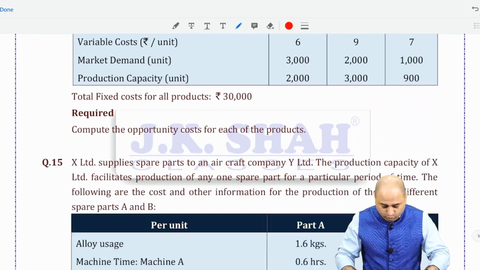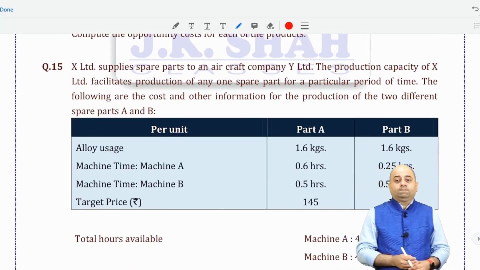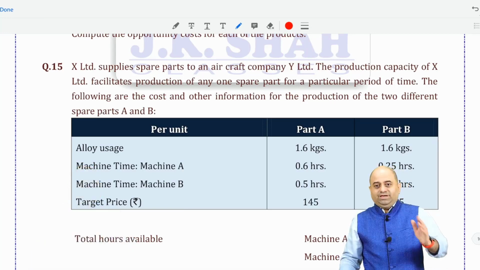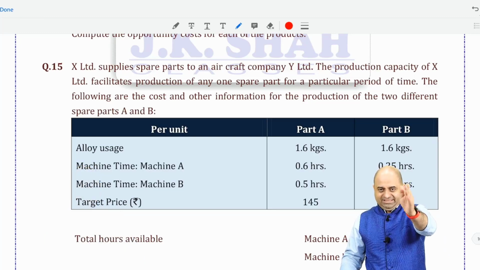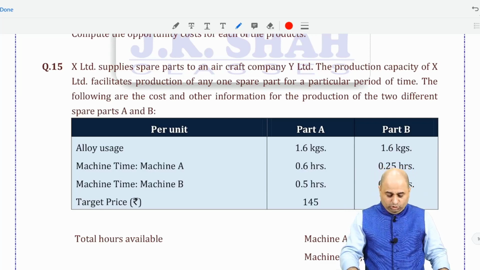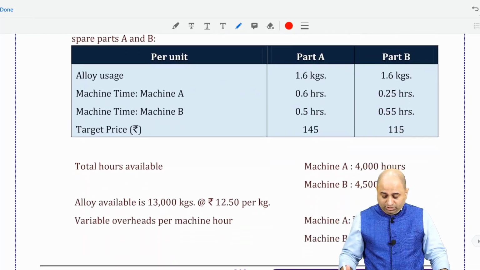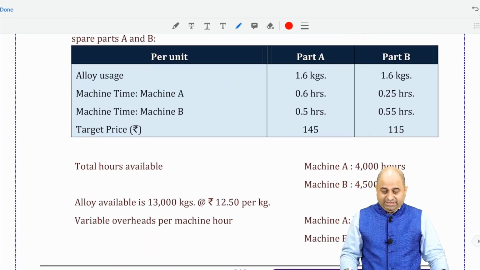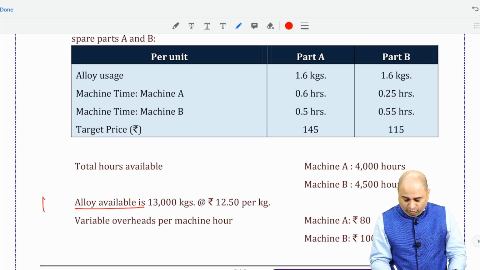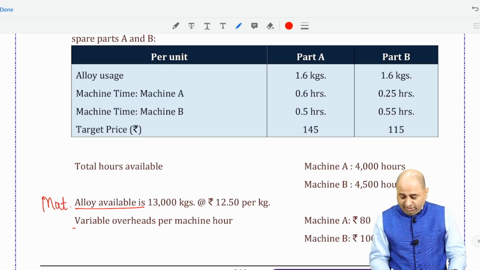And now I come to 15. A long question. I don't deny, quite a long question. You first have to decide how many units you can produce. Naturally, the logic which you use in part A, same logic will be used in part B. Once you find the number of units to be produced, then you are given selling price per unit. You have been given enough information to calculate variable cost per unit, which in this case will be the alloy. Alloy is nothing else but your material, and then variable overheads per machine hour.